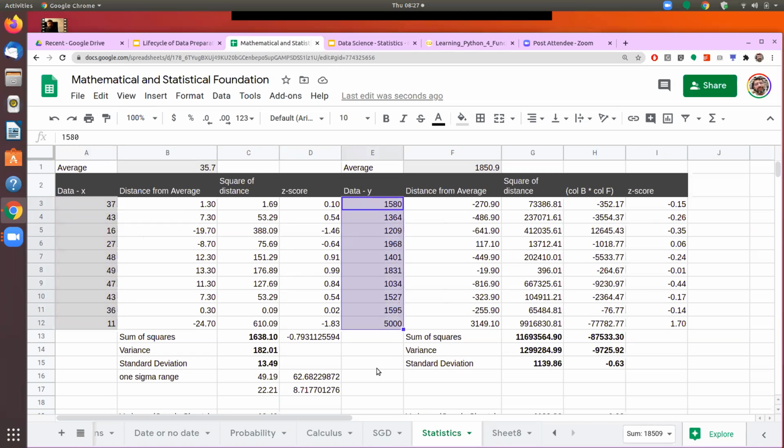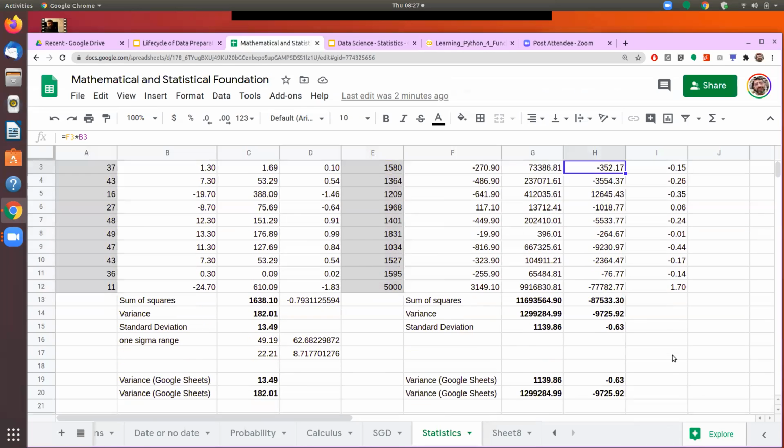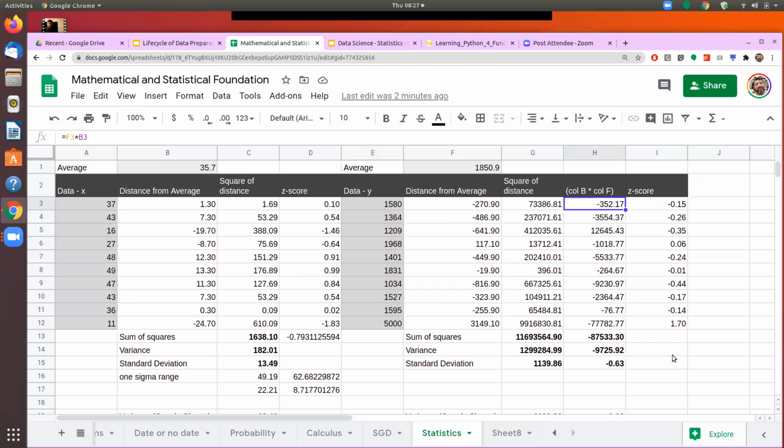But we need a mathematical measure for finding out whether these two data sets have a good correlation or not. It means that if one goes up, whether the other also goes up. Or is it the other way around, that one goes up and then the other one goes down? This is what we're trying to find out. And that is done by what we call the correlation coefficient.